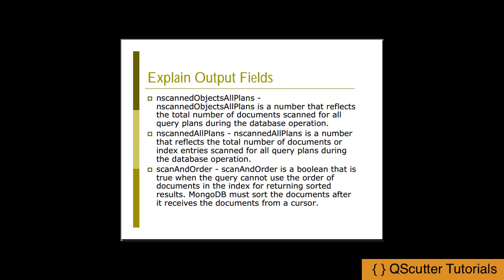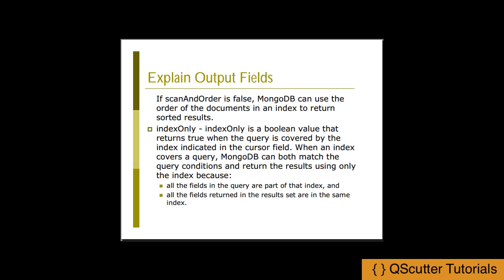scanAndOrder is a boolean that is true when the query cannot use the order of documents in the index for returning sorted results. MongoDB must sort the documents after it receives the documents from a cursor. If scanAndOrder is false, MongoDB can use the order of the documents in an index to return sorted results.